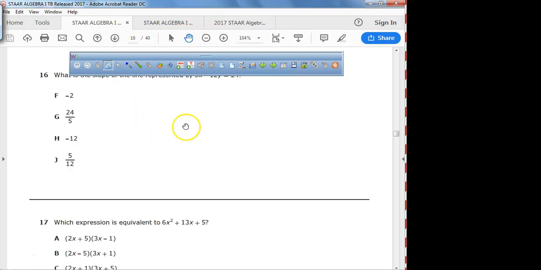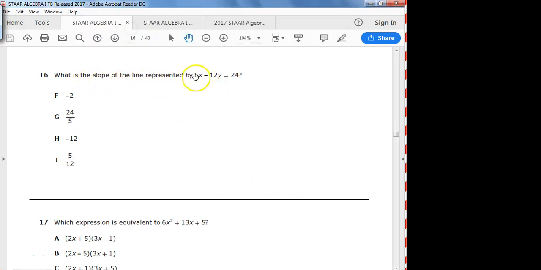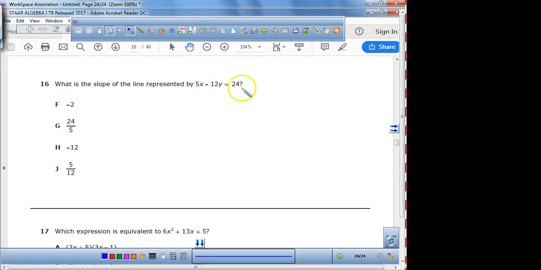All right, here we go. What is the slope of the line represented by 5x minus 12y equals 24? By the way, this is not in slope-intercept form. This is what's called standard form. So write that down: Ax plus By equals C. Not 24, right, this is in standard form. Now we're going to change it to y equals mx plus b. So we're going to do it by hand.